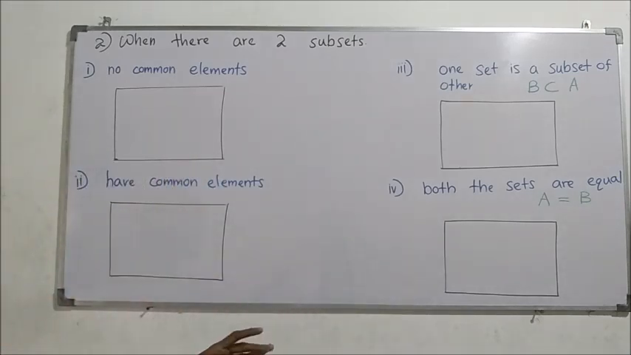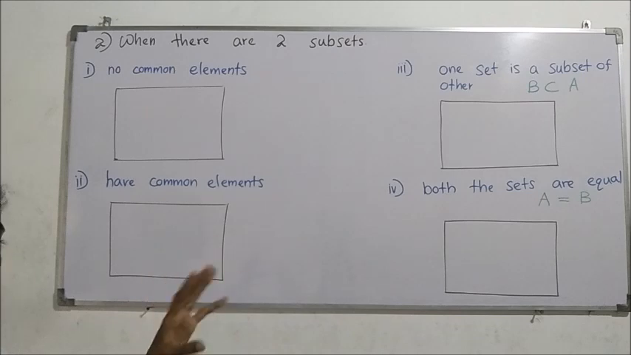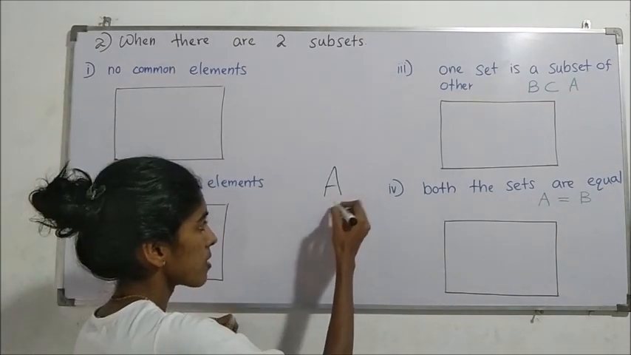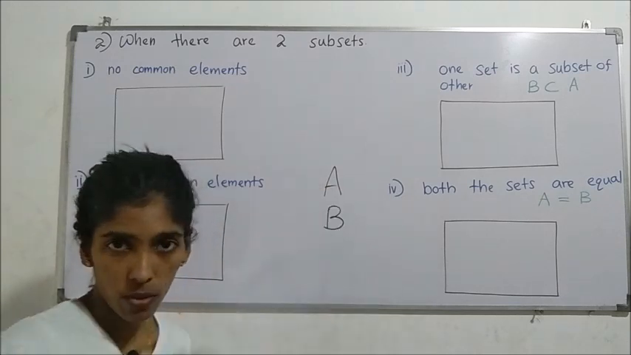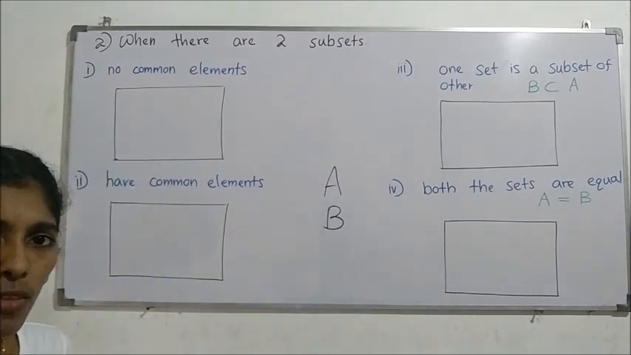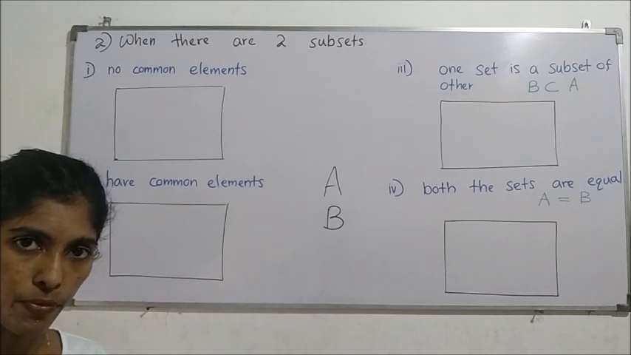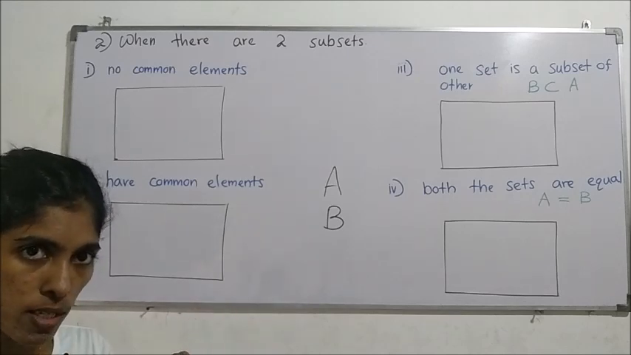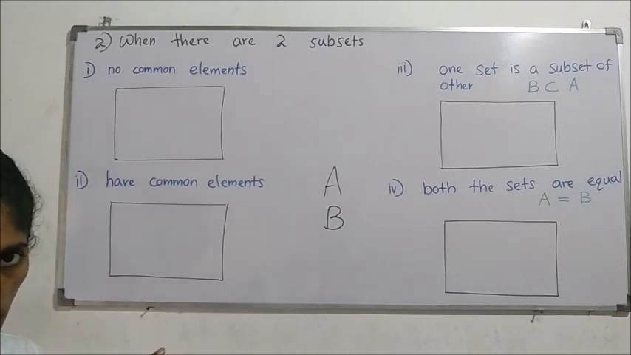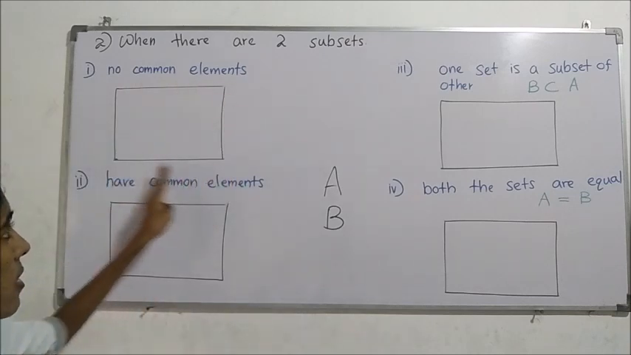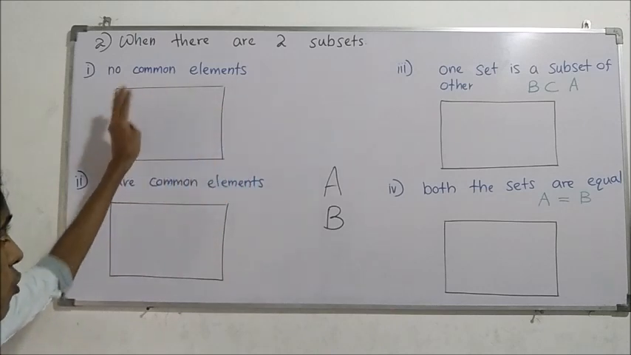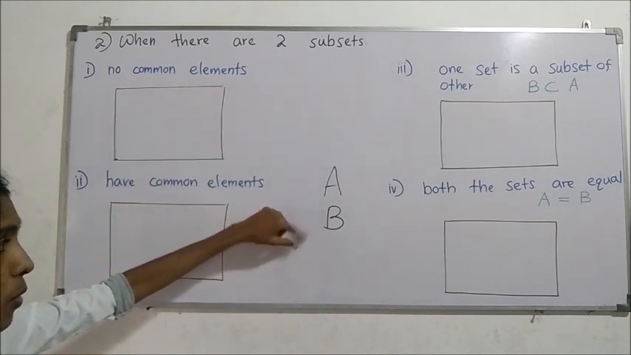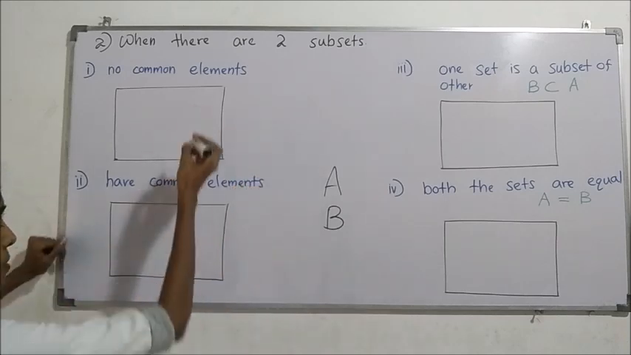According to the first situation, if I am taking here the two subsets as A and B, the two subsets that I am considering are A and B. In these two subsets, if there are no common elements, those two subsets should be represented here separately. We know that inside the universal set, inside this rectangle, now we need to include the subsets. Anyhow, they don't have common elements.